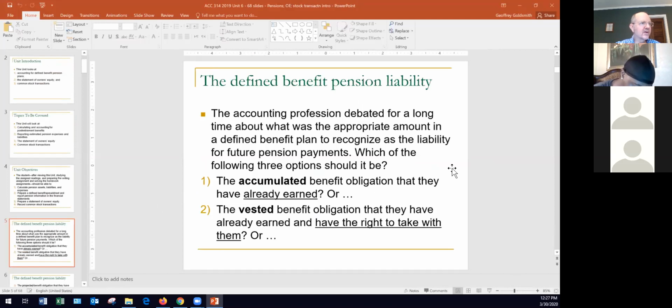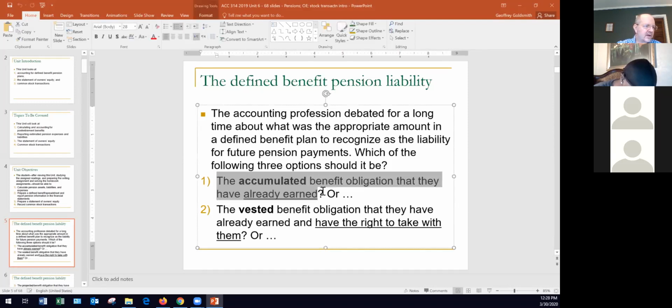So the next thing we're going to take a look at is the defined benefit pension liability. The accounting profession debated for a long time about what was the appropriate amount in a defined benefit plan to recognize as the liability for future pension payments. And there were 3 options that they debated that they thought would be the appropriate ones. One is the accumulated benefit obligation that they've already earned. Second was the vested benefit obligation that they've already earned and have the right to take with them.